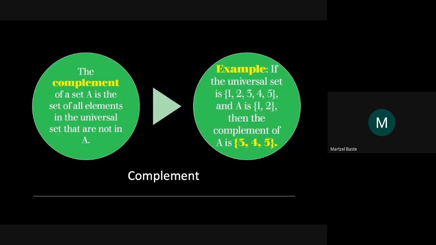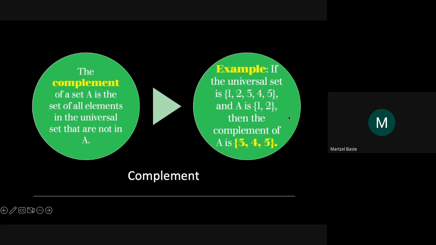Okay, how about the complement of a set? The complement of a set is like a negation: any elements of the universal set that are not in a particular set, let's say A. For example, we have 1, 2, 3, 4, 5 as the universal set, and the subset A has 1 and 2. Therefore, the complement of A is 3, 4, 5 because these are the elements in the universal set that are not in A. Clear, guys?